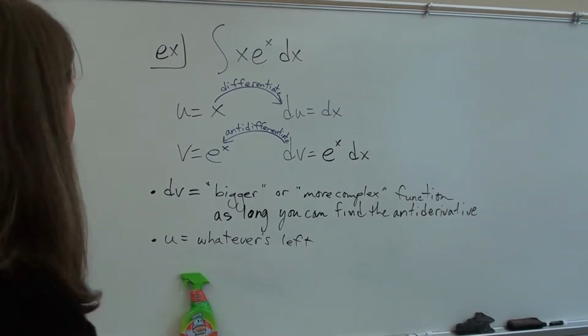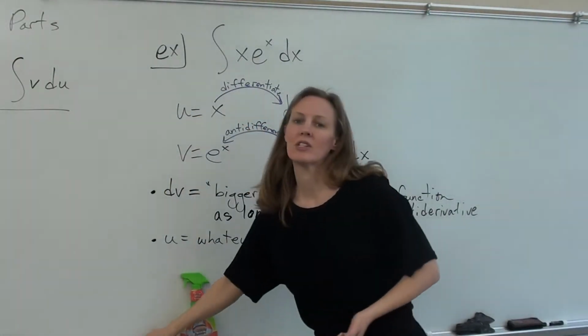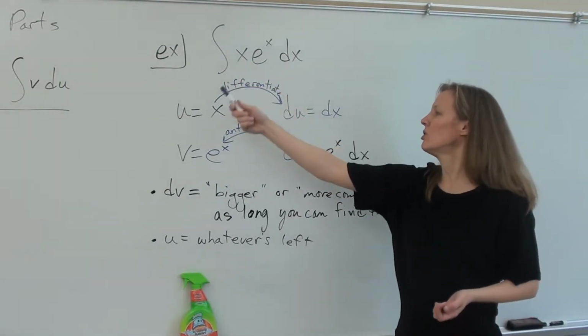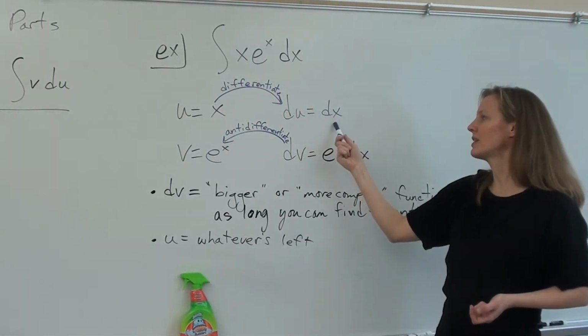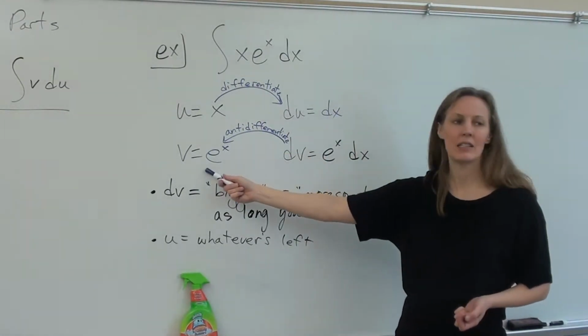Alright, I'm not sure where the video cut out, but we're going to just start in and say, alright, so u is x, du is e to the x dx. The derivative of x is dx, and the antiderivative of e to the x is e to the x.